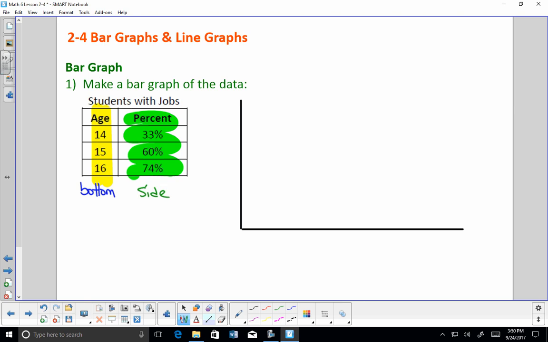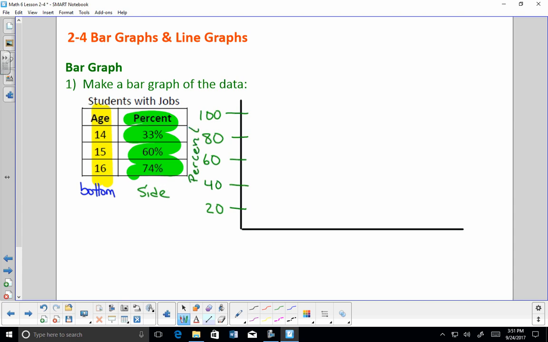For instance, I might put a line here and say that this is 20%, and then space it out so this is 40%, space it so this is 60%, space so this is 80%, and space so this is 100%. Notice how the spaces between the numbers are equal and each goes up by the same number. I didn't start with 33% and then jump to 60% because that would be a misleading graph because the data would not be accurate. We said that this was going to be on the side, so we need to label it, so I'm going to put percent right here.